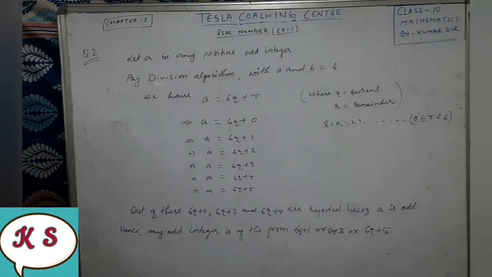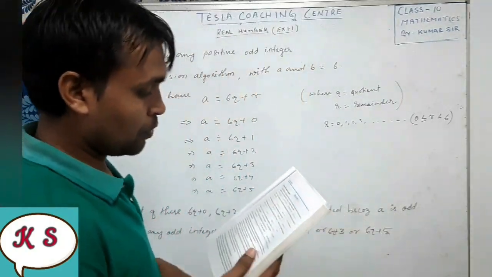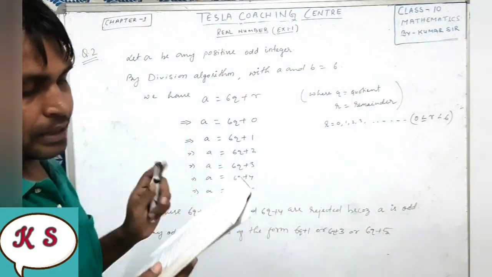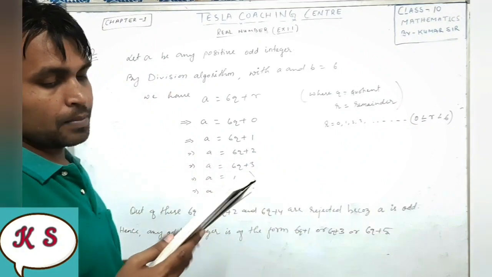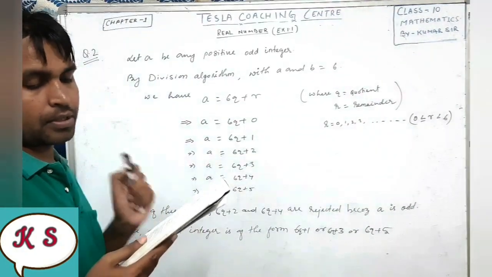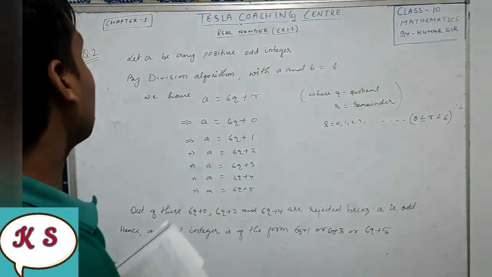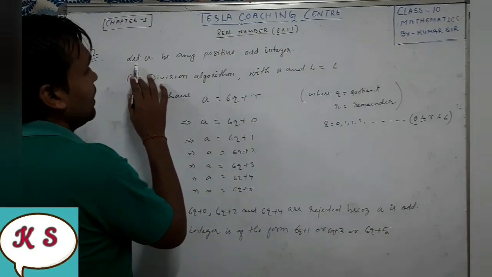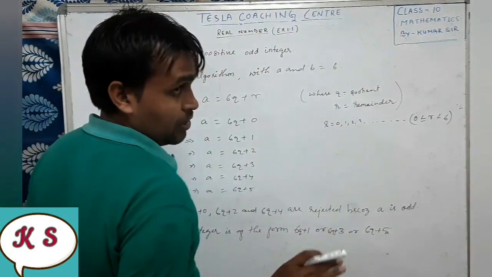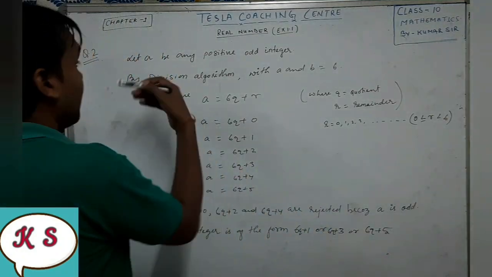Now we are going to do question number 2 of exercise 1.1. Question number 2 says: show that any positive integer is of the form 6q plus 1 or 6q plus 3 or 6q plus 5, where q is some integer. Okay, so let a be any positive integer. We are assuming that a is a positive integer.